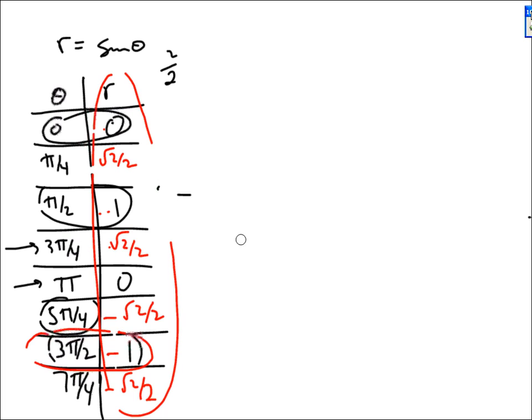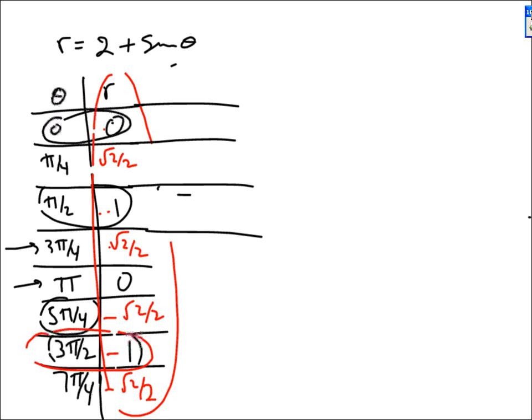Now what if I take this same equation, r equals sine theta, and I add 2 to it? What if I add 2 to it? That is, instead of r just equaling sine theta, it's sine theta plus 2. I think you realize that I should add 2 to my r values. I just went 2 more.